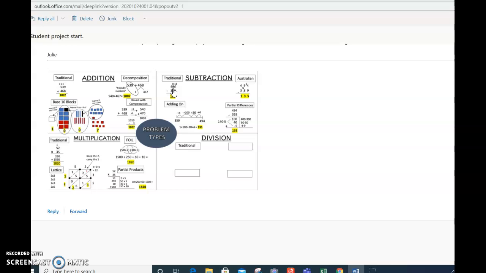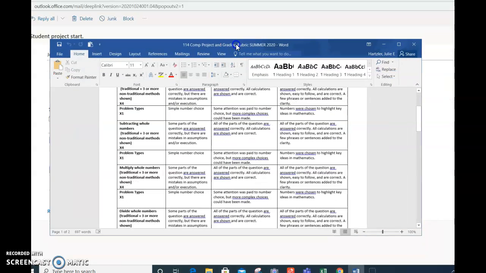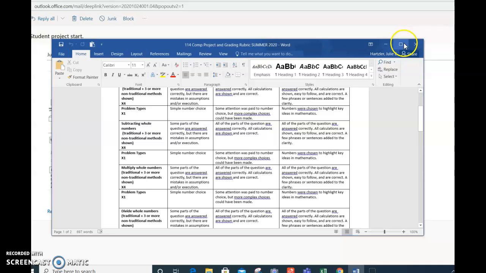sorry, Australian, partial differences, and then, let's see, what did they do here? Looks like they did adding on. And this was just a rough draft. They weren't quite done with it. But that's what they did for the handout.